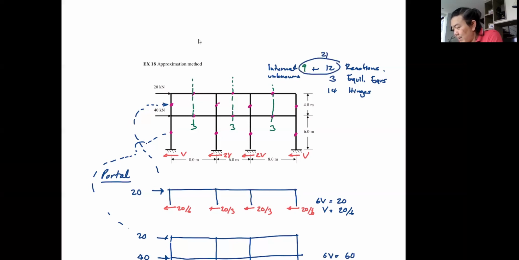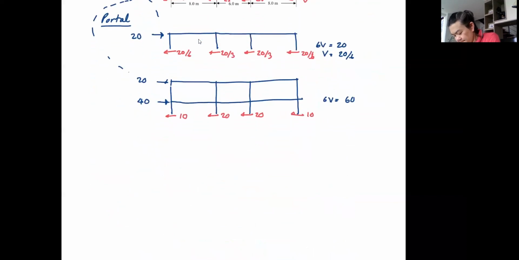We have 3 equilibrium equations. We have 14 hinges. So that is left with 4 unknowns, 4 more, right? Which are the shear. So the 4 unknowns are these 4 shear, which are solved by using the Porter method. So that completes all the 21 unknowns. Okay, so that is clear. Okay, so let's move on.